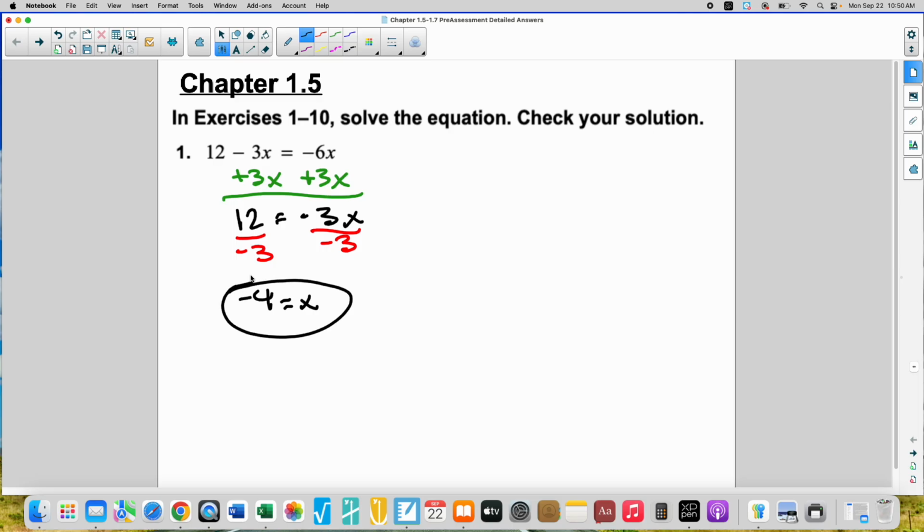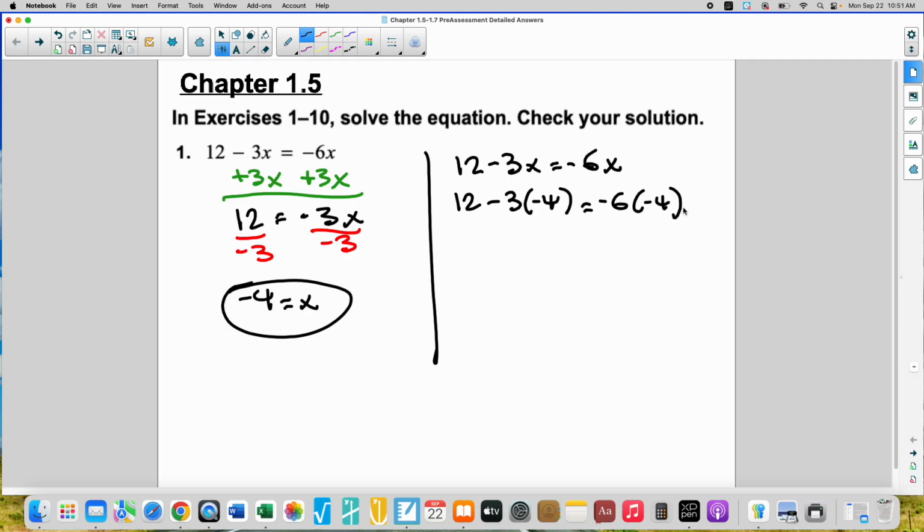If we're going to check our solutions, we write the original problem, and then we plug in negative 4 for my x. And now we'll do order of operations. This is negative 3 times negative 4, which is positive 12. Negative 6 times negative 4 is positive 24. 12 plus 12 is 24. Equals 24. Since it does, that means this solution is correct.